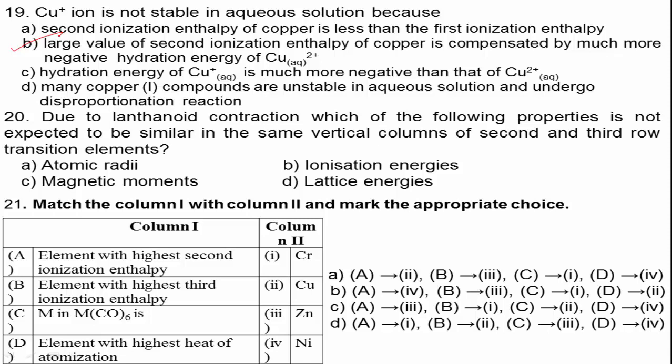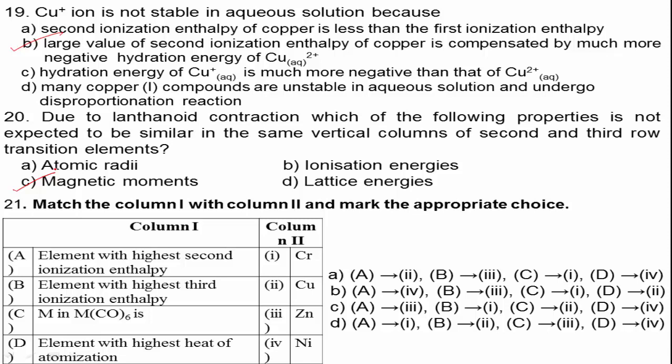Yes, magnetic moment depends on the number of unpaired electrons. As the configuration changes, the number of unpaired electrons changes. Hence, magnetic moment also changes. Therefore, your answer is magnetic moments. Option C is the right answer.